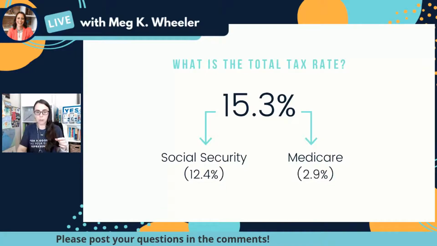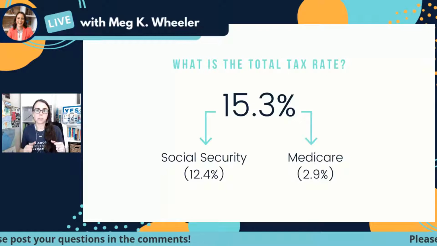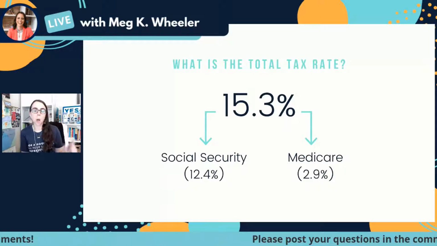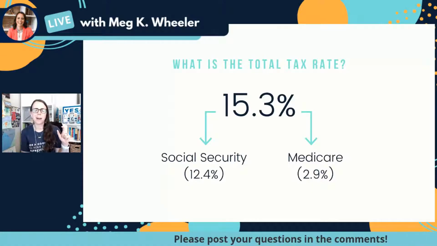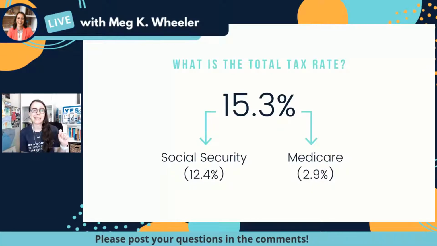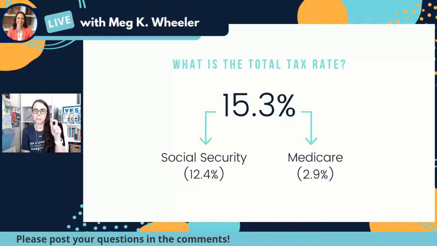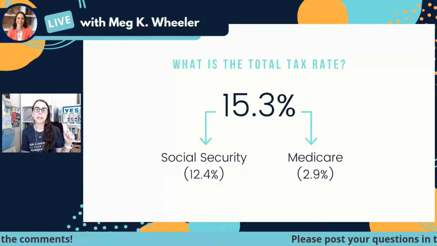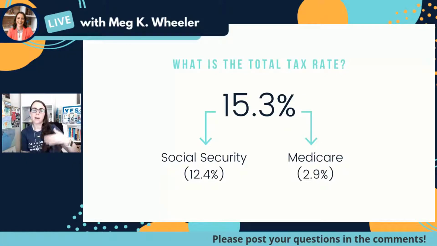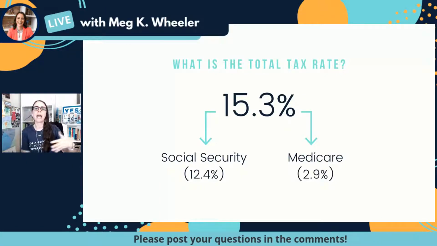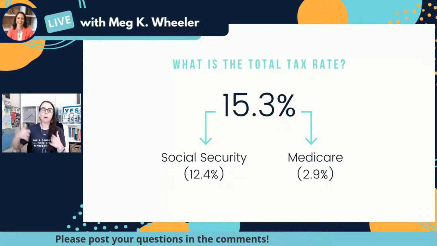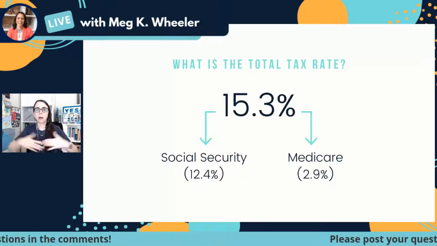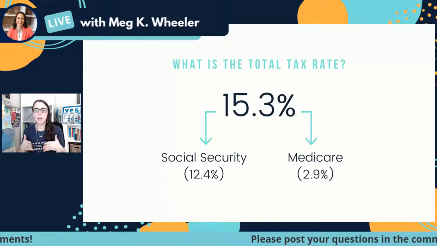Now, I do want to note, I don't think I have a slide on this, that Social Security is only imposed on income up to a certain dollar amount. Right now in 2021, I want to say it's $142,800. Don't quote me on that number. I'm close, but it changes a little bit every year. It goes up a little bit every year with inflation. So 12.4% on about $142K of wages. After that, you don't have to pay that 12.4%. 2.9% for Medicare applies on all of your wages, regardless of the amount.